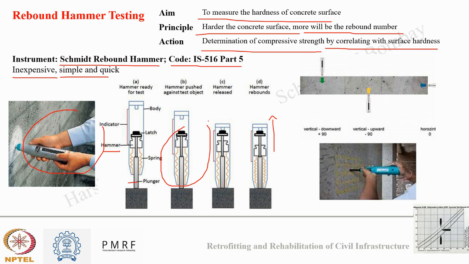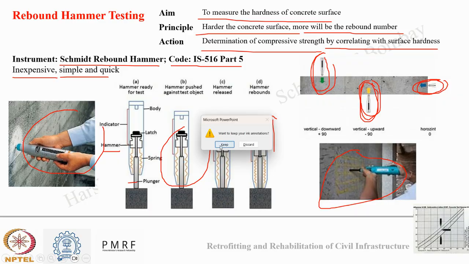Based on the location of the structure, the rebound hammer can be used in three orientations: vertically down, vertically up, and sideways. If we are assessing a deck slab or a floor slab, we need to go for a vertically down orientation. If we are assessing a concrete wall, we can go for a horizontal orientation, and if we are assessing a roof slab, we can go for a vertically upward orientation. Generally, 10 to 15 readings of rebound numbers shall be taken before correlating them with the compressive strength.